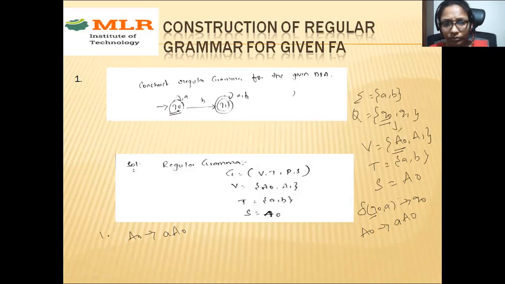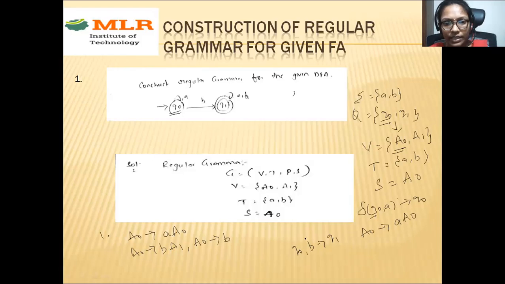Now, next is Q naught on B is going to Q1. That means A naught on B is going to A1. But A1 is a final state. That means you need to add one more additional transition. What is that? A naught tends to B.